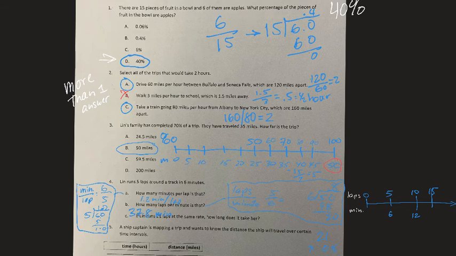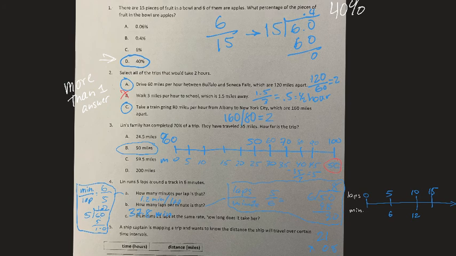Drive 60 miles per hour between Buffalo and Seneca Falls. So we're taking a nice trip in western New York. Those two cities are 120 miles apart. I'm going 120 miles at 60 miles per hour. So I divide 120 by 60, and that is 2. It's going to take me 2 hours to make that trip. This is one of the correct answers for this question.